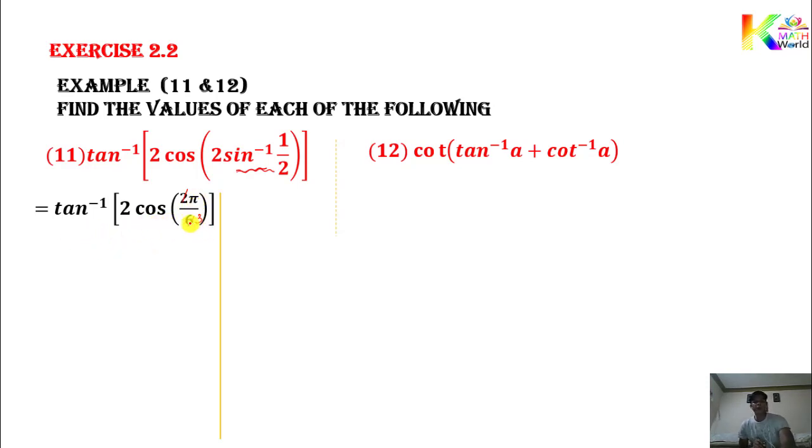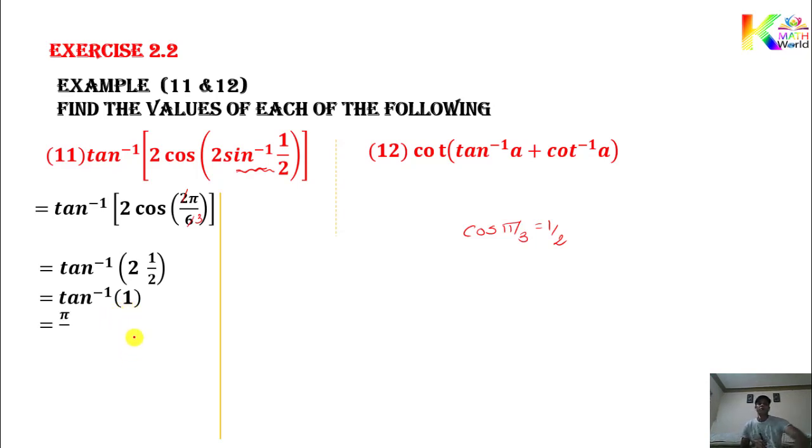So tan inverse of 2 cos pi by 3. Cos 60, what is the value? 1 by 2. Cos pi by 3 is 1 by 2. So here you get tan inverse of 2 times 1 by 2. So 2 cancels out and you get tan inverse 1. And what is tan inverse 1? Pi by 4. So the answer should be pi by 4. Okay.